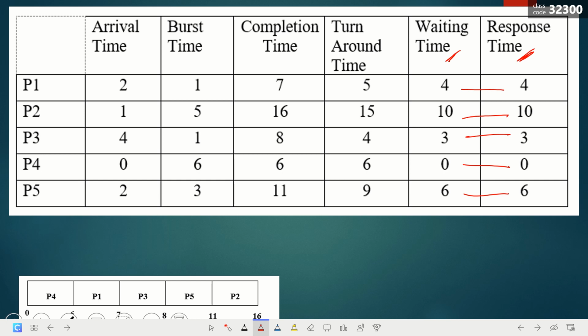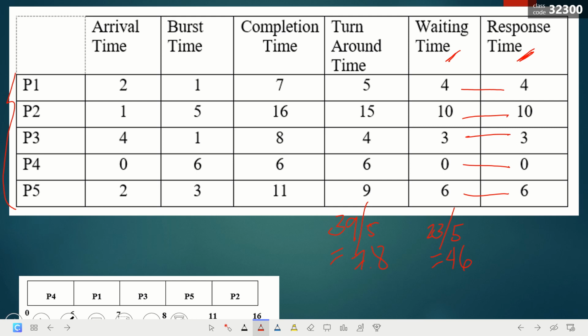So, if we compute the average turnaround time, the total turnaround time is 39 divided by the number of processes that we have here. We have 5, so 39 divided by 5, we have 7.8. And for the waiting time, 4 plus 10 plus 3 plus 0 plus 6, we have 23 divided by the number of processes, which is 5. So we have 4.6.